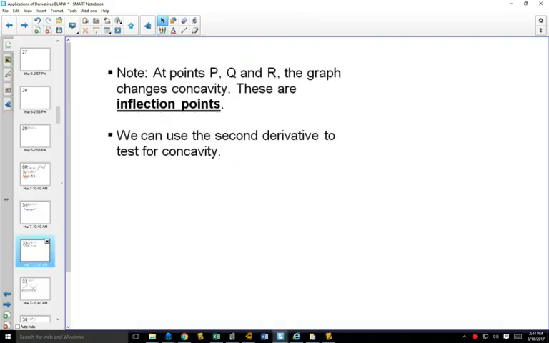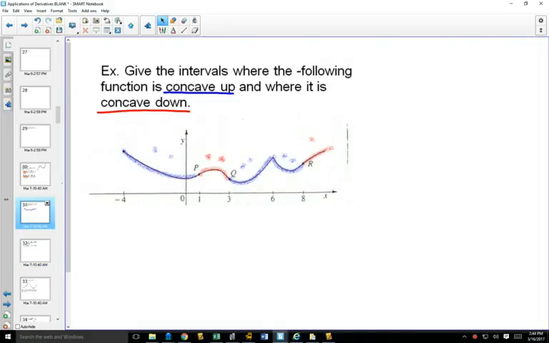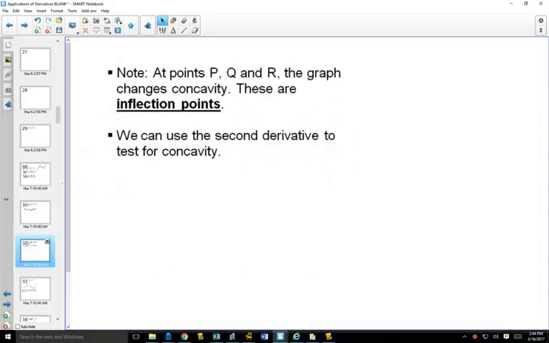So at those points P, Q, and R on this last graph, they're all points where it changed from blue to red. And so those are called inflection points. Anytime your graph changes concavity, it finds inflection points. Now, we use the second derivative to test for concavity.